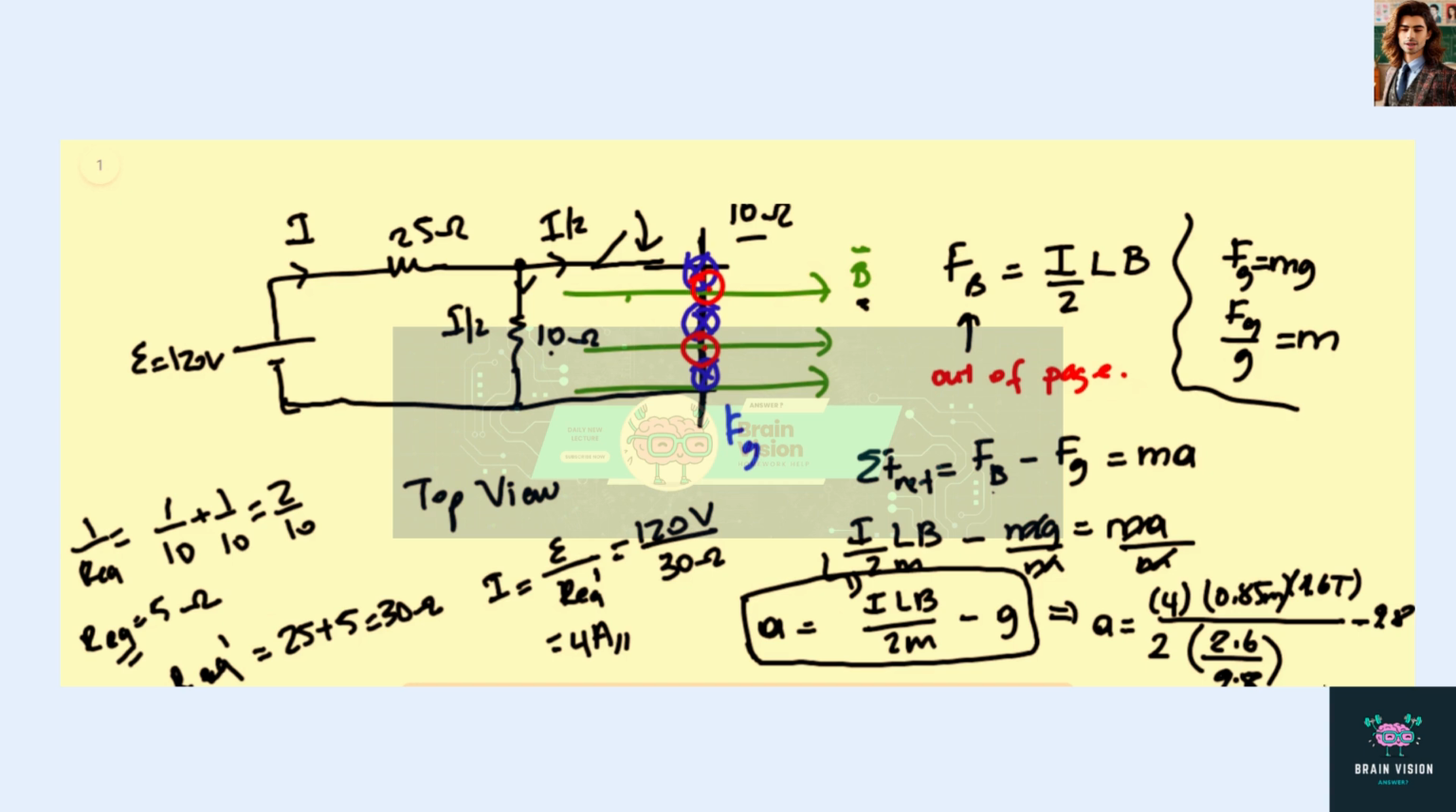So when we plug everything in, I'm running out of space here, so I'm going to put the final answer up here. The acceleration is going to be equal to 0.45 meters per second squared.